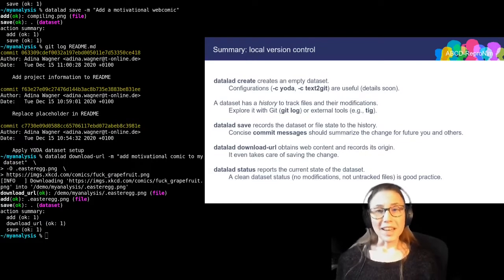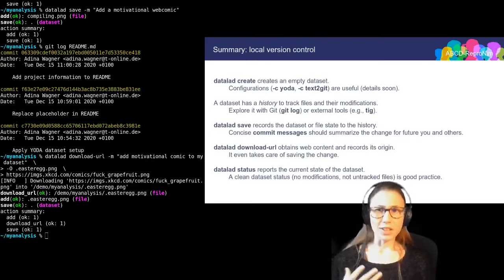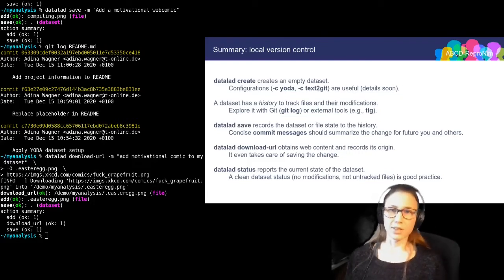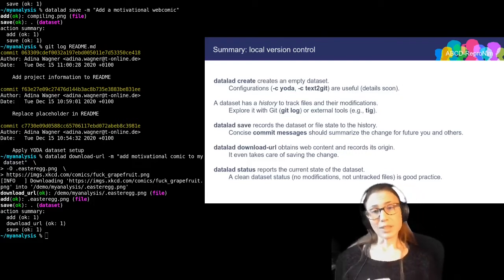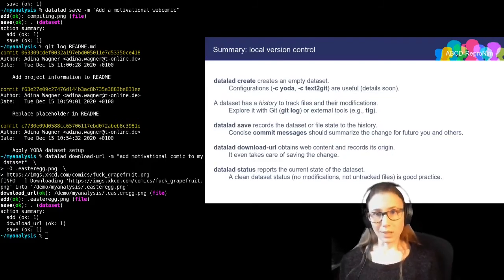Okay, but first, let me quickly summarize what has happened so far. You can create a DataLad dataset with DataLad create. There are procedures such as Yoda that are useful, and I will give you some details on this soon. A dataset builds up a Git history, and tools that can visualize this history, like tig or git log, can be used to explore this history and interact with it.